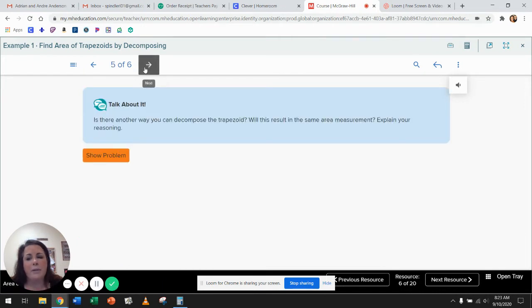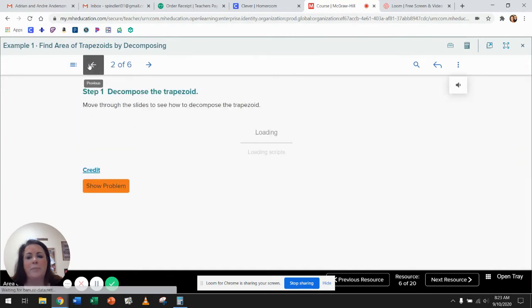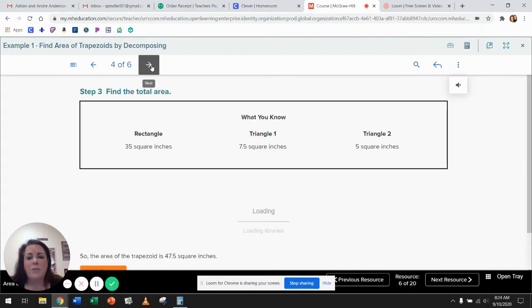Now, could there be other ways to decompose this trapezoid? So if we went back to the original shape, is there really any other way you could decompose it? Possibly, maybe you want to make a triangle here, so then you're ending up with 2 triangles, but it wouldn't be as easy. This would probably be the easiest way to do that.